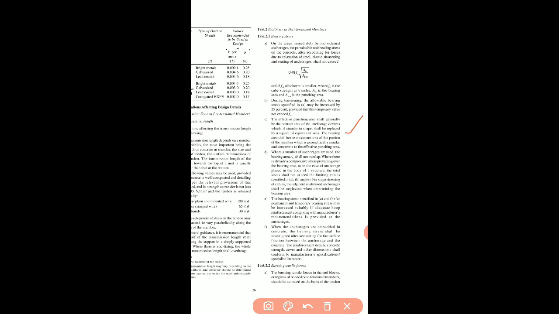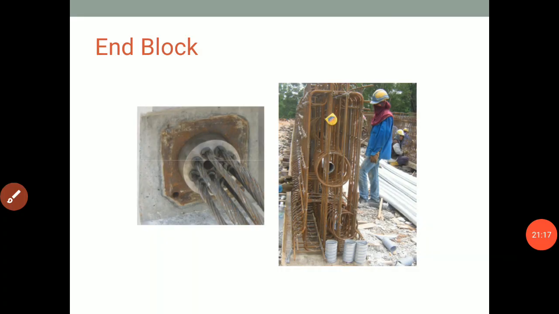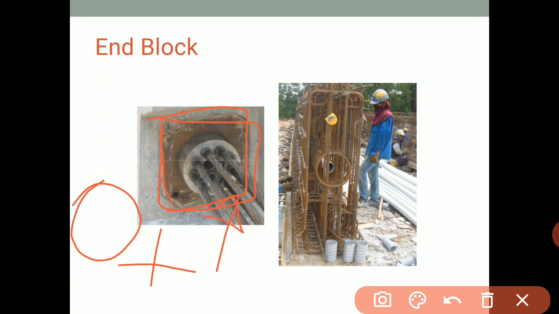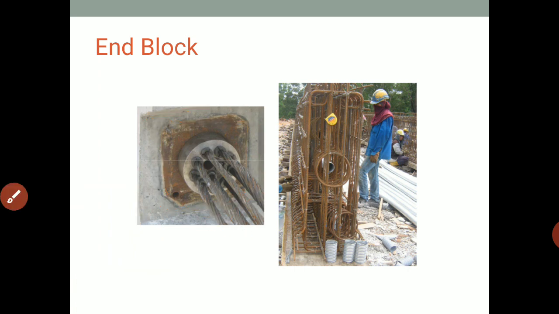The effective punching area shall generally be the contact area of the anchorage device, which is circular in shape, that we have seen in the diagram, shall be replaced by a square of equivalent area. I'll show you in a minute. The code states that if someone has used an anchorage plate that is square in shape, that is to be replaced with the rectangular or square one. This is the meaning of this statement.